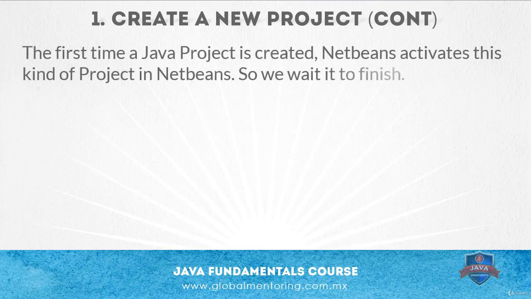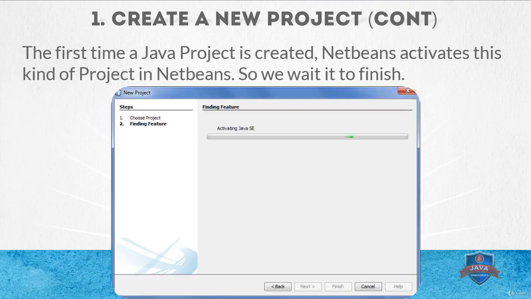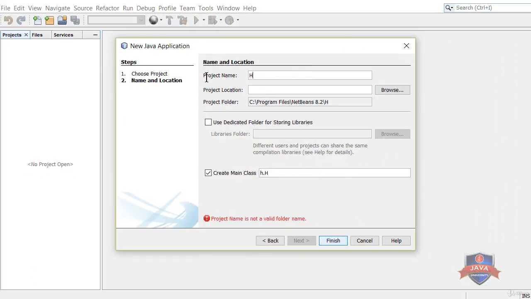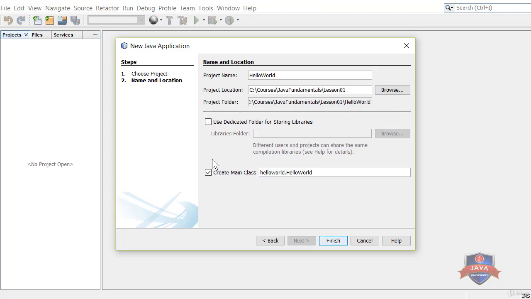The first time a Java project is created, NetBeans activates this kind of project, so we wait for it to finish. We assign a name and a path for our new project as shown below. Project name, Hello World. Project location, we assign a directory or a path. In this case, it's called Courses, Java Fundamentals, and Lesson 1. As the third step, we select Create Main Class. We'll see later what the main class is, but in this case, we want to create the main class by ourselves. And finally, click on Finish.